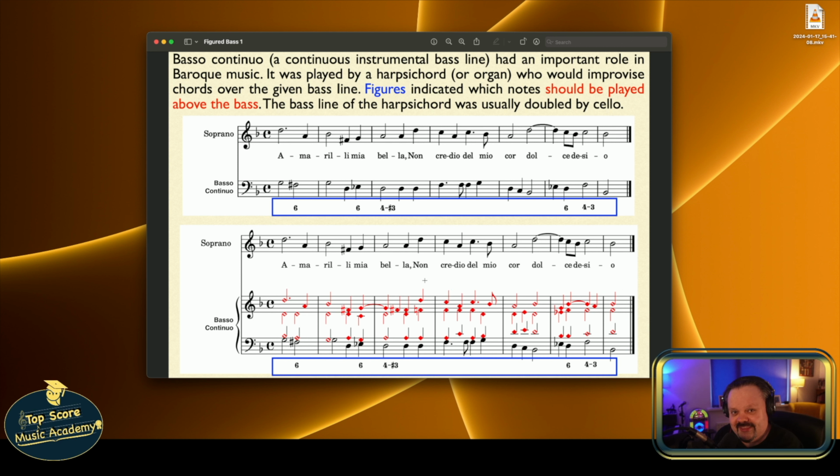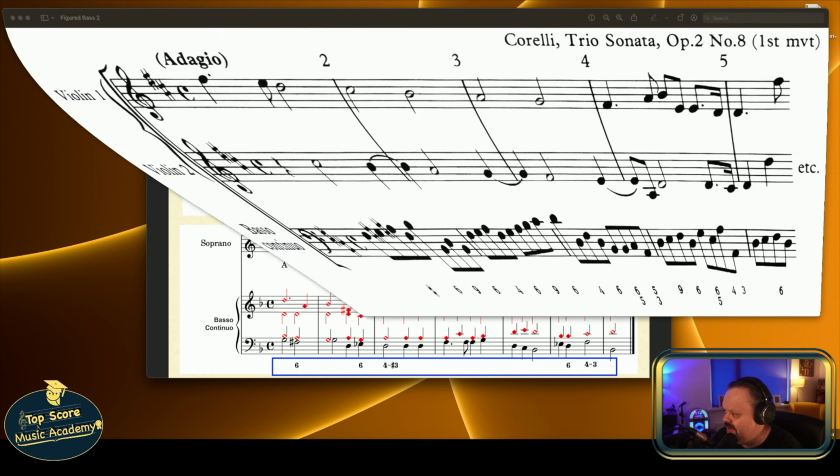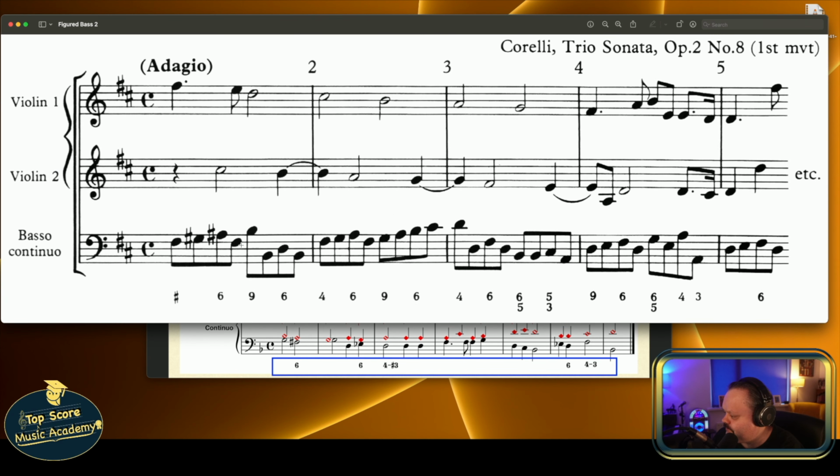So we're going to have to look at what these figures mean. Thankfully, you don't have to know all of them. There are quite a few. I'm going to show you a figured bass from a trio sonata by Corelli, and you can see there's quite a lot of figures in the bass here. There's even ninths suggesting suspensions.